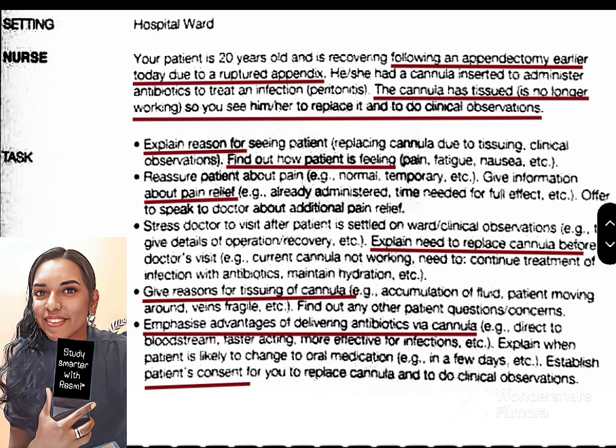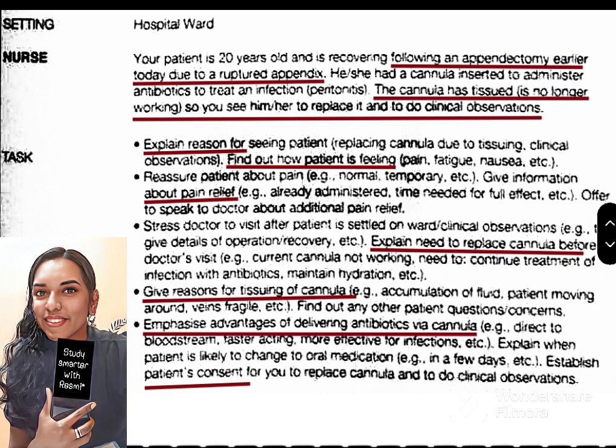Then the next task will be, emphasize the advantage of delivering antibiotics through the cannula: direct to the bloodstream, faster acting, more effective for infection. Explain when the patient is likely to be changed to oral medication in a few days. Establish the patient's consent for you to replace the cannula and to do clinical observation. Actually, they have given many subtasks. So how can you handle all these questions? We already asked, do you have anything to be clarified?